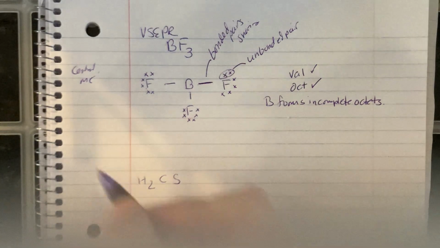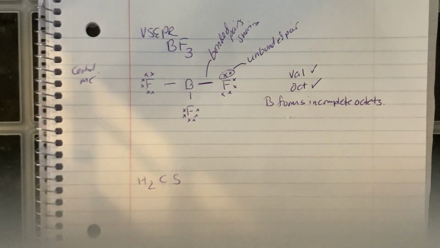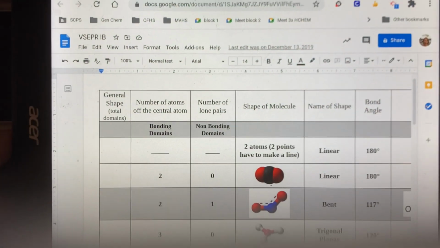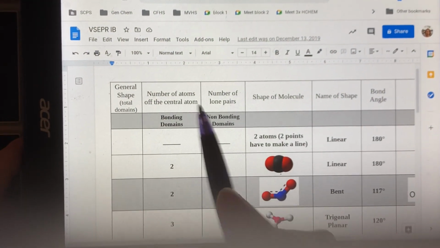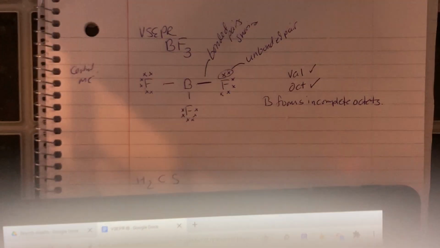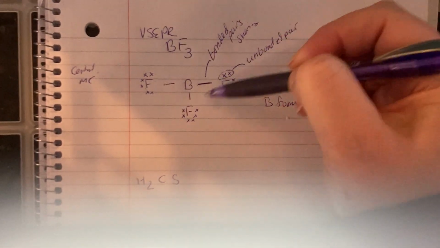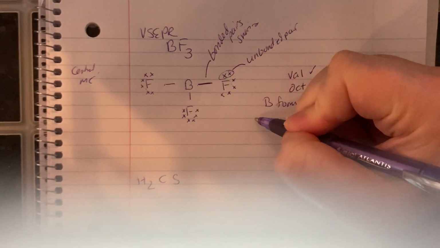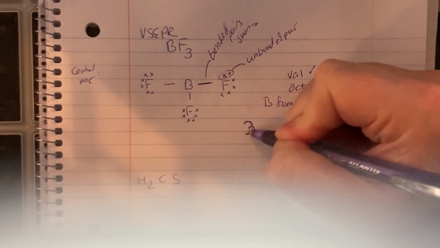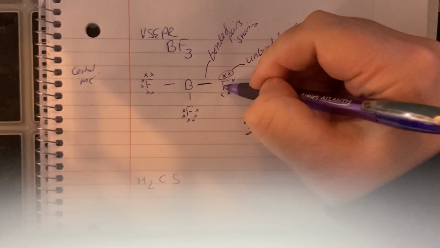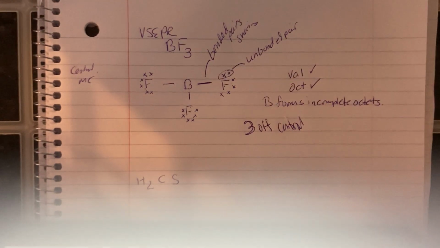So now I have that. Now I have to code it off of my VSEPR chart. Number of atoms off the central atom means how many atoms minus the center. So I have 4 atoms total, I have 3 outer atoms. So I have 3 atoms off the central, because they are bonded off of the central.